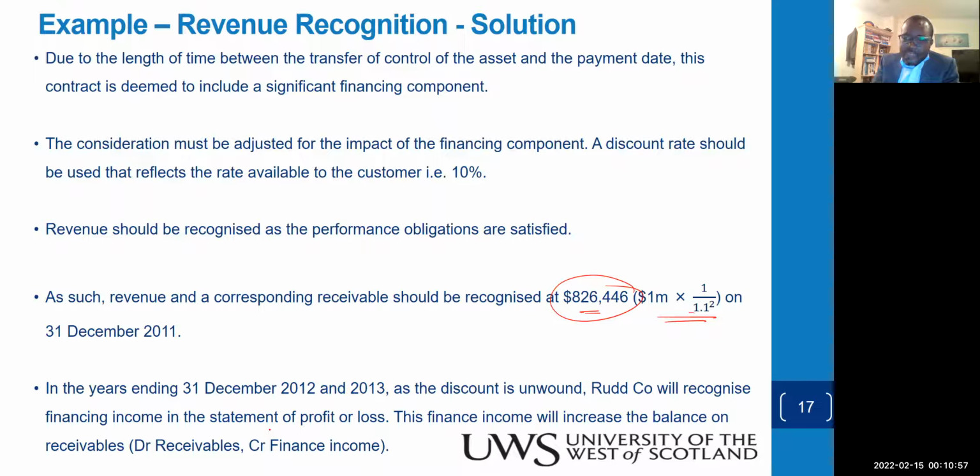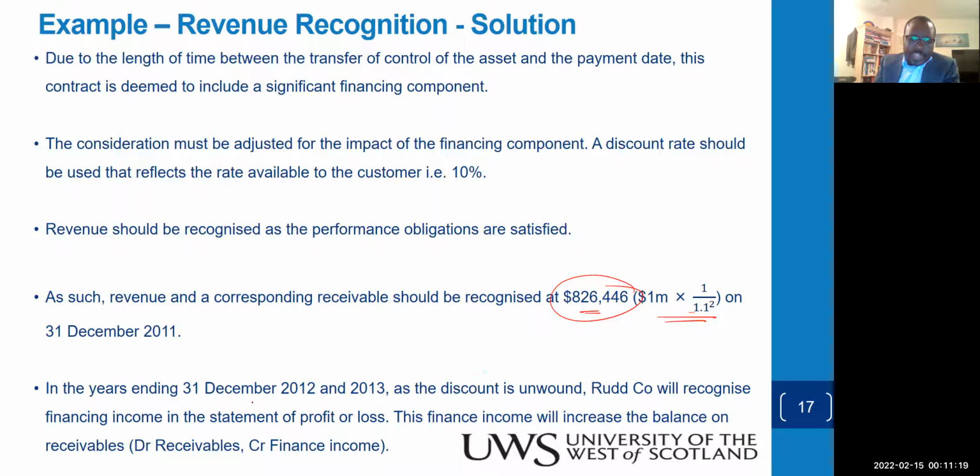Now, it's like a loan we've given to him. He's going to keep it. This year we charge him 10%. Next year, we charge him another 10% on the accumulated amount. Then, at the end of 2 years, it sums up to 1 million for him to pay us. Simple as that.